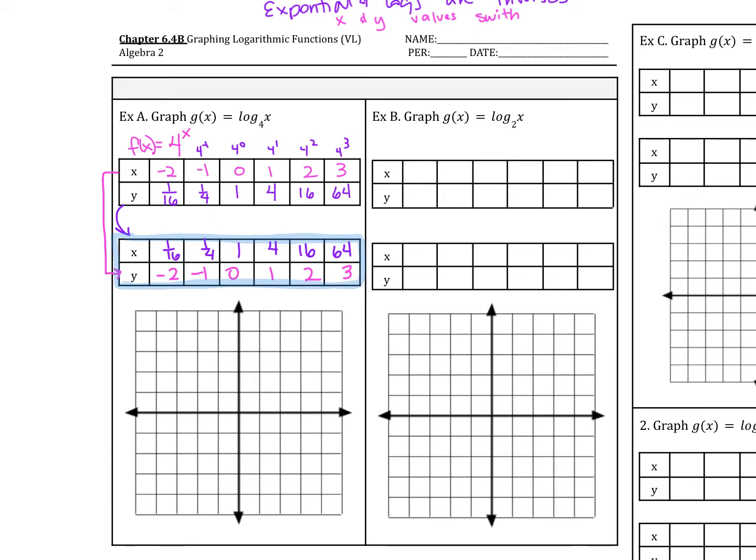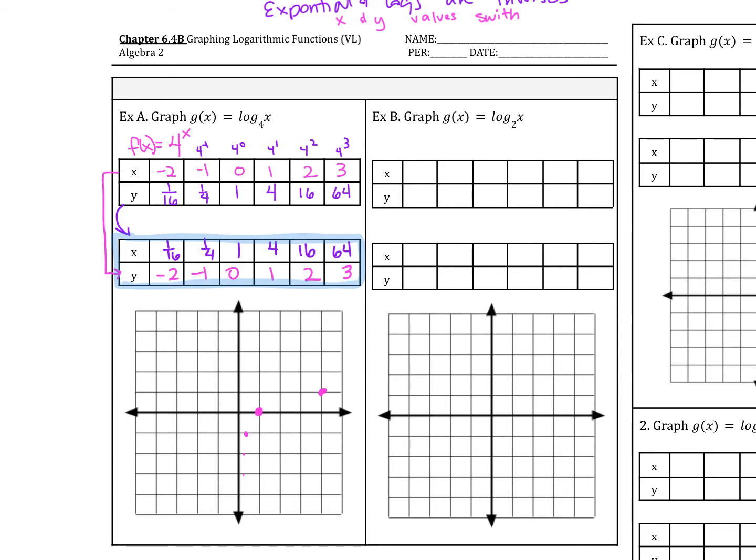So let's graph that. I like starting at the point (1, 0). So x is 1, y is 0, and the point is right here. Then let's choose the next one. At x is 4, we're at y = 1. I can't go any further than that, since 16 is way off the graph. So let's go backwards. At x = 1/4, y is -1 right here. And then it's just going to go closer and closer to the y-axis.